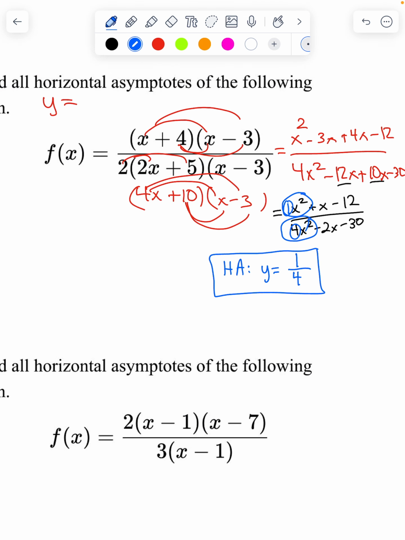And the reason is these x squareds are going to be the ones that get the biggest the fastest. So if you keep putting in bigger numbers, you're going to see it keeps getting closer and closer to 1/4, and everything else just kind of drops off.